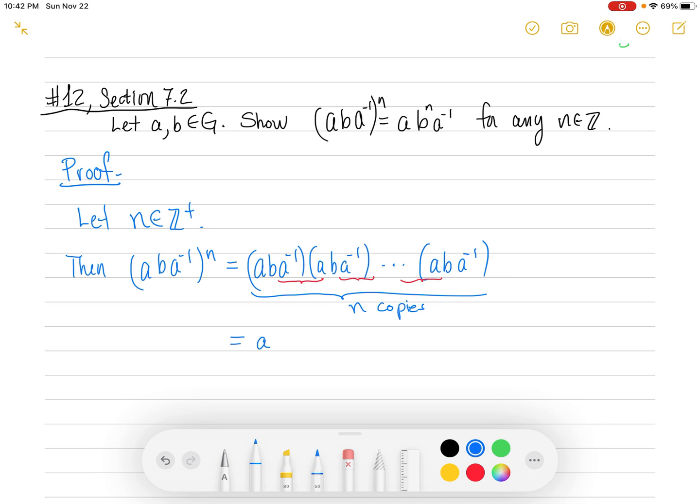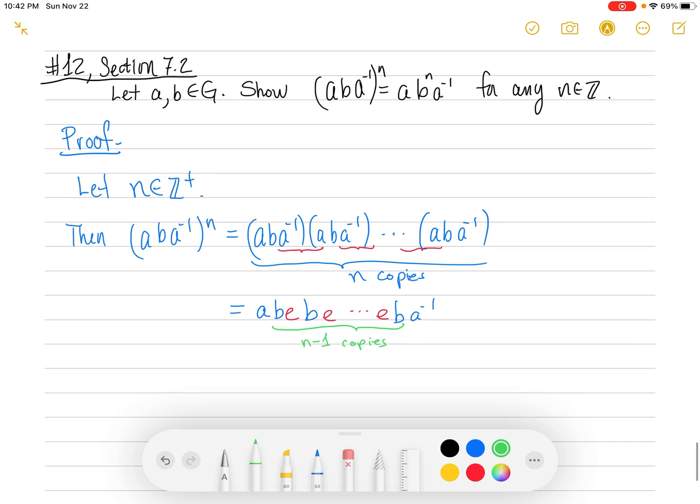You're going to end up with A, B, then an identity, and B, and then A inverse A is going to give you identity, and so on and so forth. You'll have an identity, then a B, and then an A inverse. From here to here, how many E's are going to be there? N minus 1 copies, right, because we took an A in the front and an A inverse in the end.